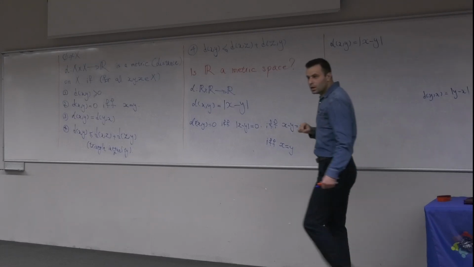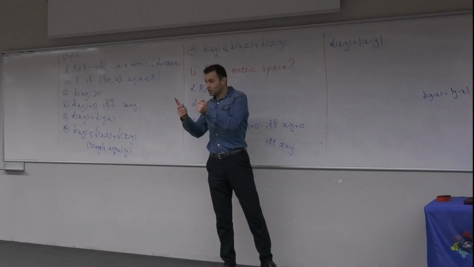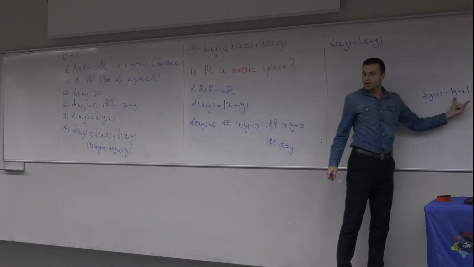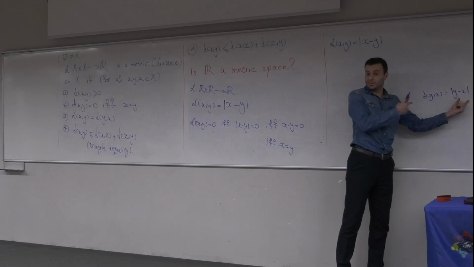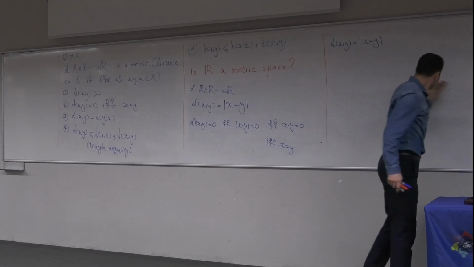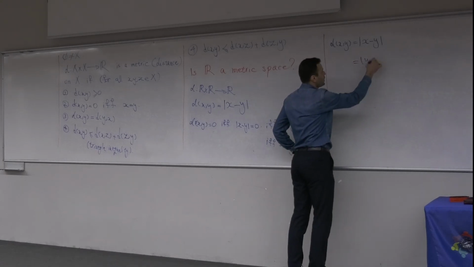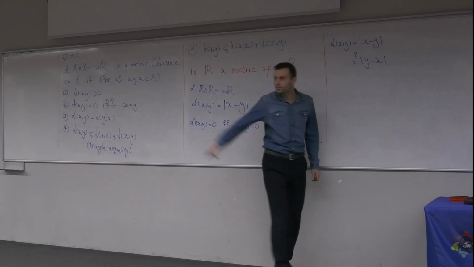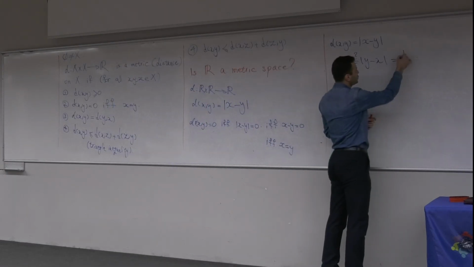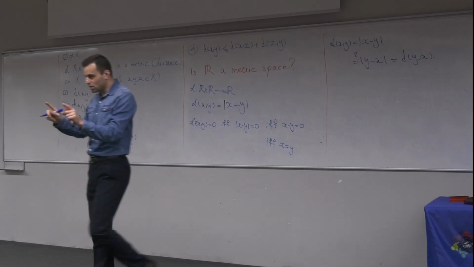Good? This means that if I want these two to be equal, d of xy equal to d of yx, I need to have this equal to this one, right? I'm looking at the goal, okay? Now that I know this, can I write this equal to y minus x? Because if I write it as y minus x, then this is going to be d of yx, and I will prove that this metric is a symmetric one.